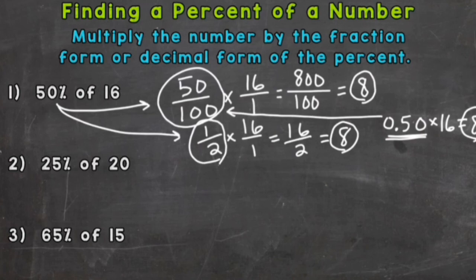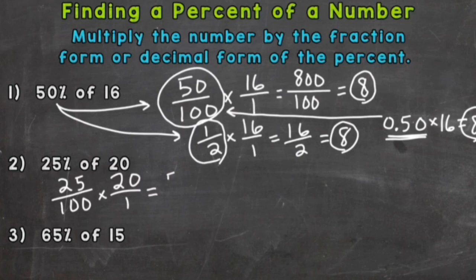Now we are going to look at the second example. We are asked to find 25% of 20. First, 25% is 25 over 100. Of is times, and 20 over 1. So when we do this multiplication properly, we get 500 over 100. That is going to give us 5. So 25% of 20 is 5. So the answer is 5.